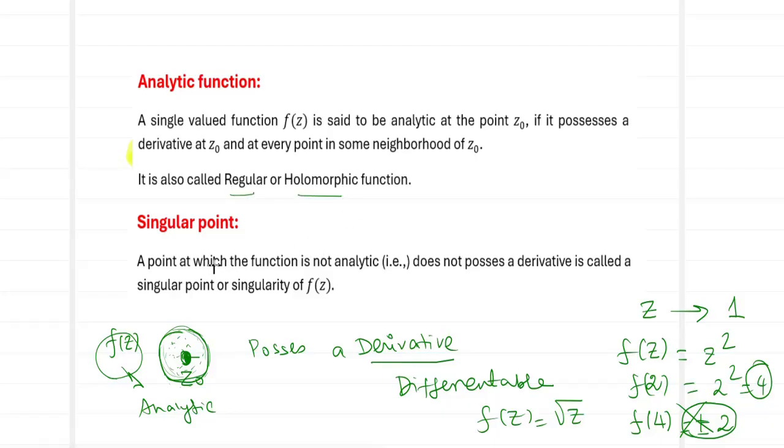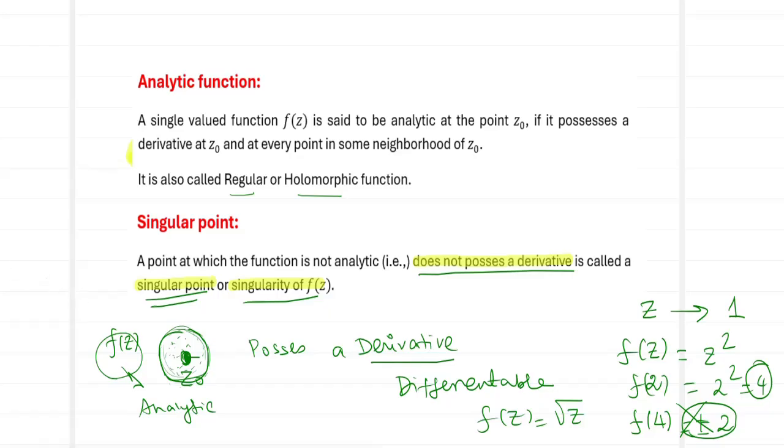So what do we call it if this is not going to happen? What is the converse of it? That is, if the function does not possess a derivative, the derivative is not existing at that particular point, then that particular point is called a singular point or a singularity of f of z. What is a singular point? You don't have a derivative at that point. So you call this a singular point.